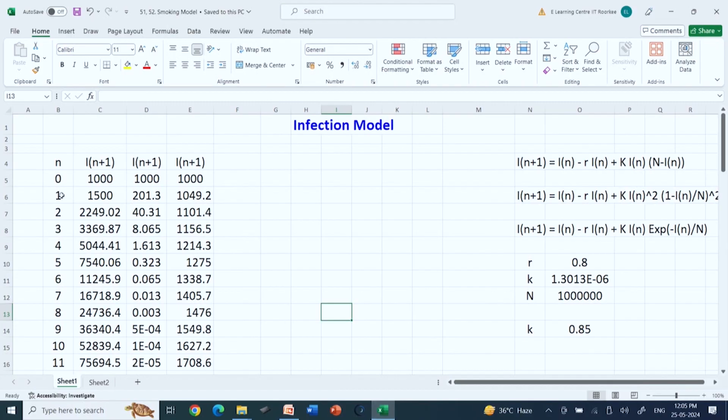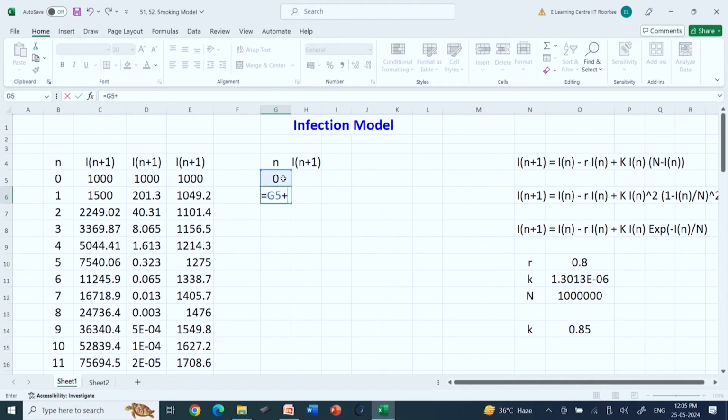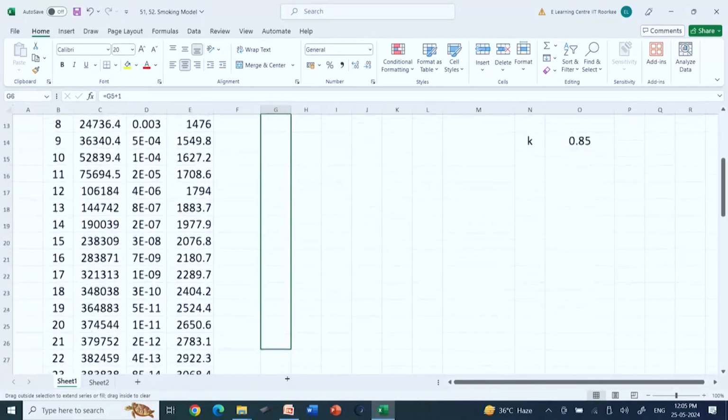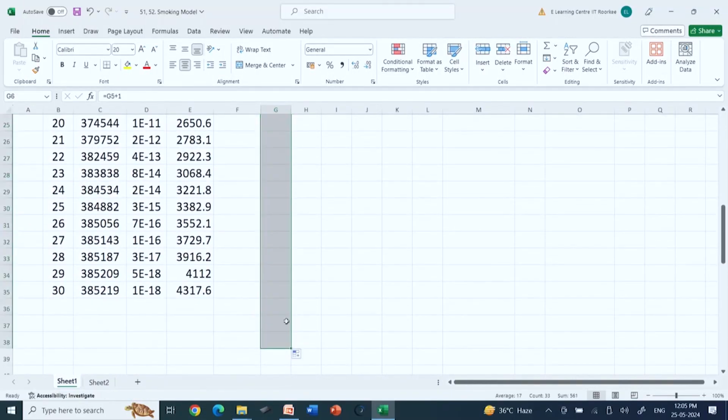I have already done this, but let me generate them again. I have n, I have I n plus 1, it starts with 0, this will be 0 plus 1, and I drag it to 30 values.